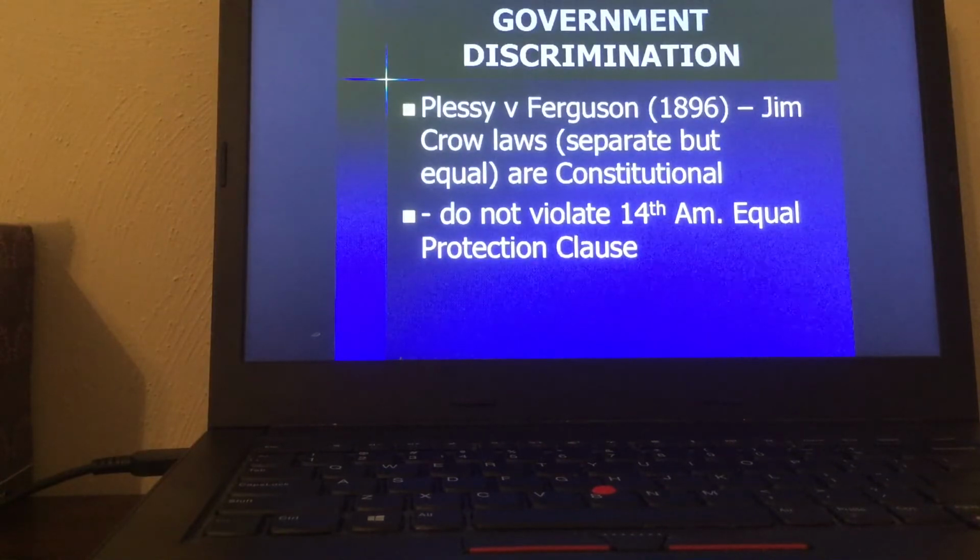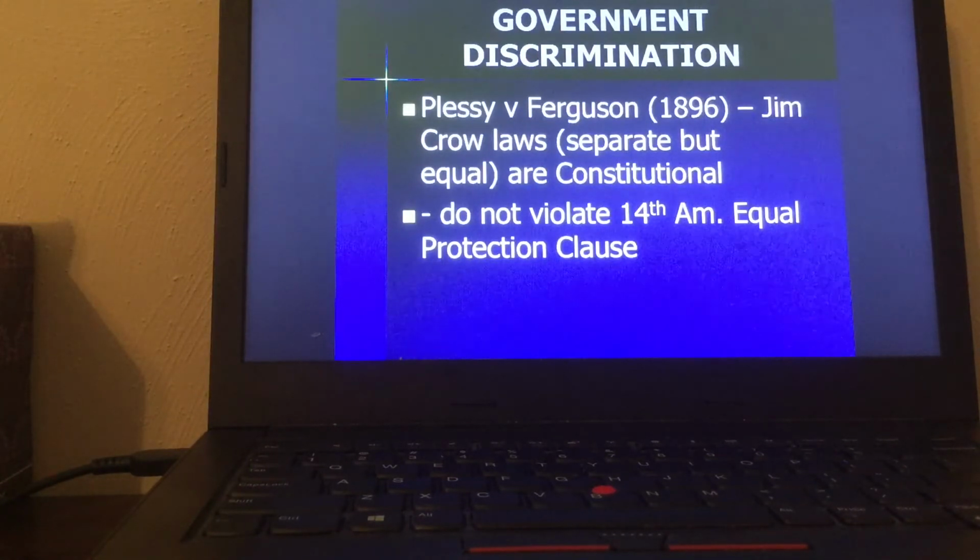So about 30 years later, there's a Supreme Court case called Plessy versus Ferguson. This is in 1896. And you might remember this from American history, or maybe you don't, but Plessy was 1/8 black, and the state of Louisiana had separate train cars for whites and for everybody else. And Plessy was categorized as an everybody else. And so he had to take the other train car, and he filed a suit.